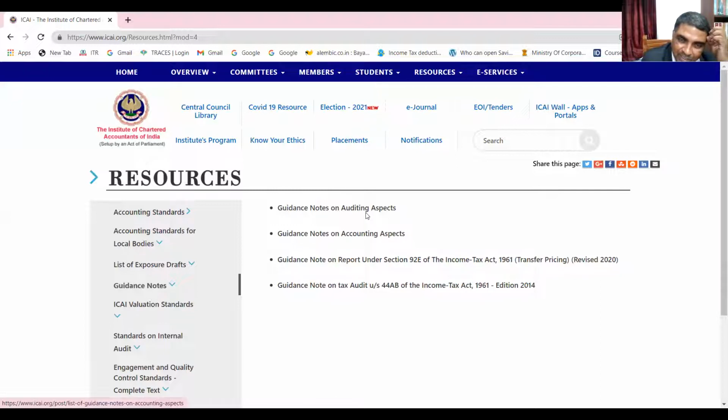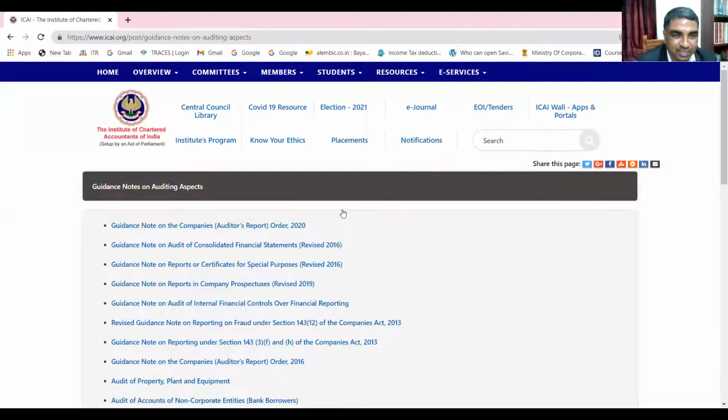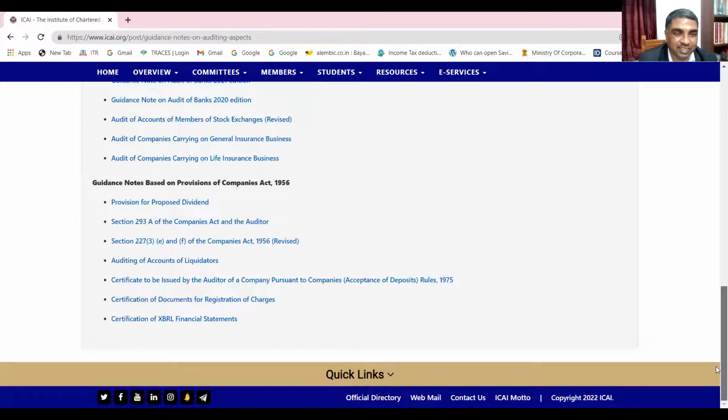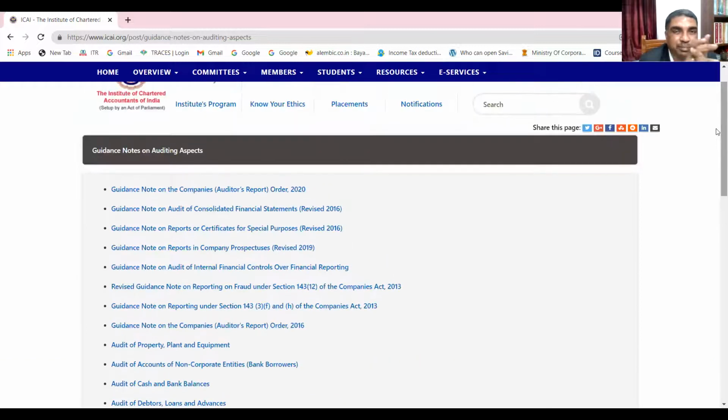But now we are interested in which guidance note? Guidance notes on auditing aspects, right? Now you see, these are the list of guidance notes which are issued in the context of auditing. So many guidance notes are there, and all of them are important. That's why, friends, you might have understood now that auditing is a highly technical thing. You have to follow the standards and you also have to follow the guidance notes. Let us say the guidance note on the company auditor's report on consolidated financial statements, like this.